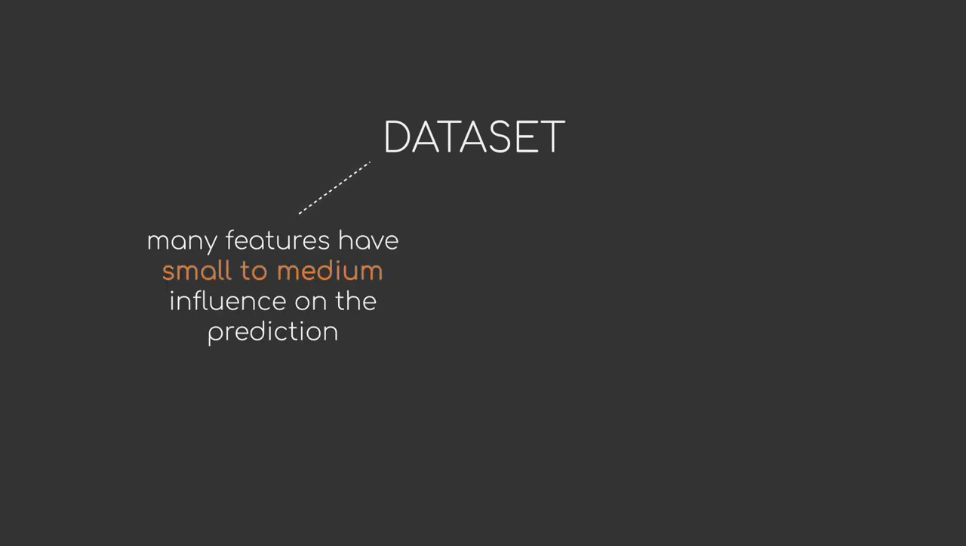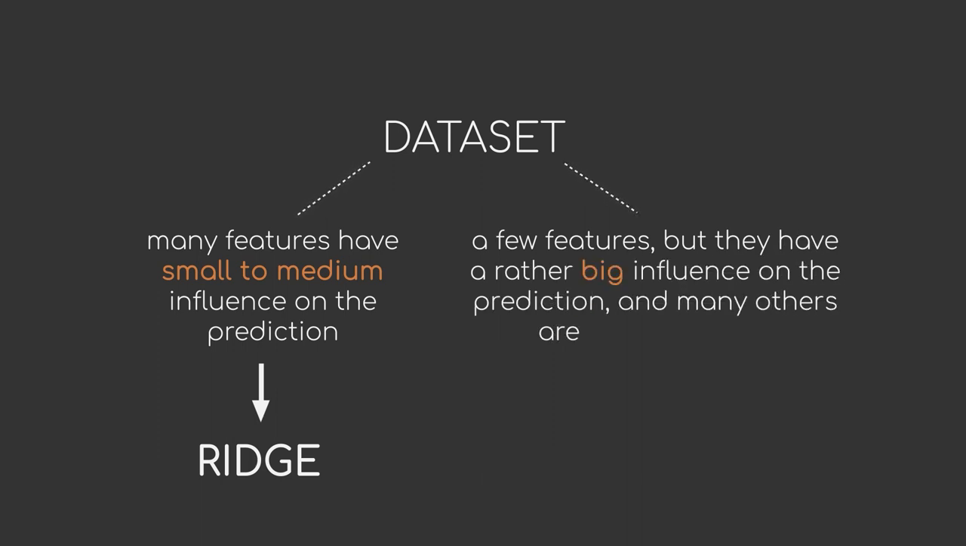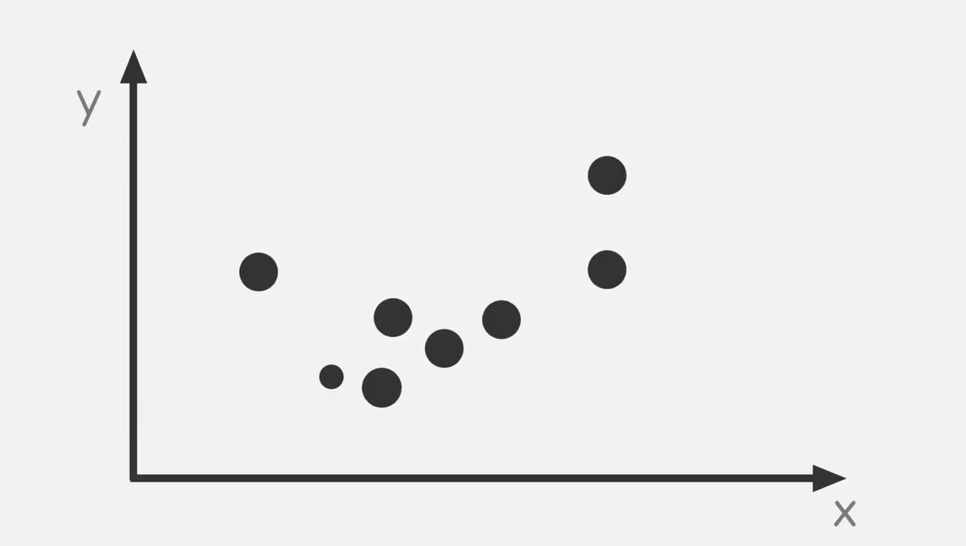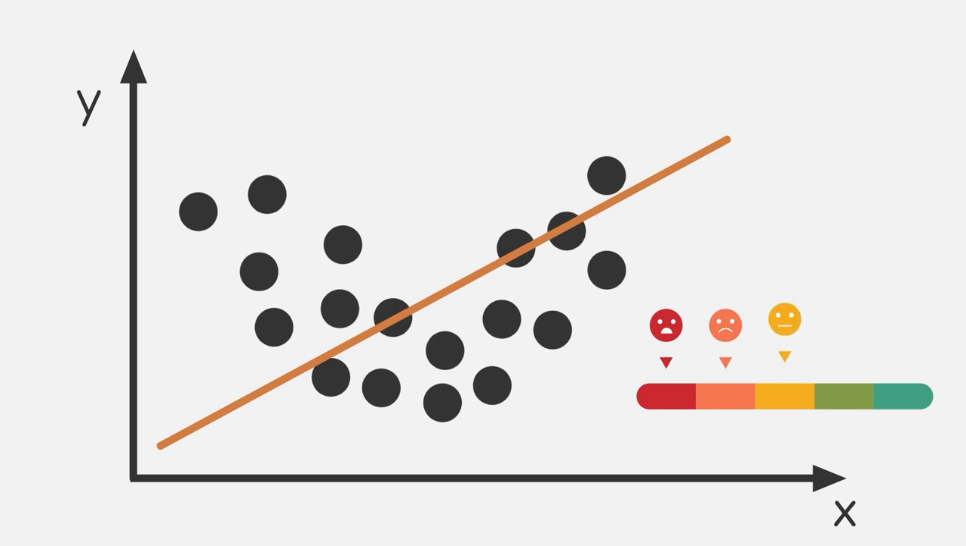So to sum up, if you have a dataset where many features have small to medium influence on the prediction, then ridge regression might be the one you're looking for. However, if you only have a few features, but they have a rather big influence on the prediction, and many others are less important, then lasso regression could work wonders for you. Regardless of the regularization, however, there are still some datasets that cannot be solved with linear or logistic regression. Or, well, at least not in a satisfactory way.